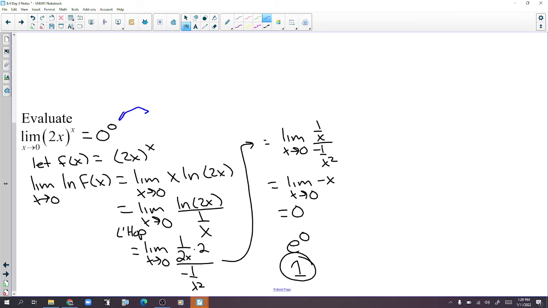This one is 0 to the 0. We're going to take natural log and limit, bring that x down. There's bringing it down. Create the big fraction, take the derivative, clean it up right there, and it ends up 0. E to the 0 is 1.